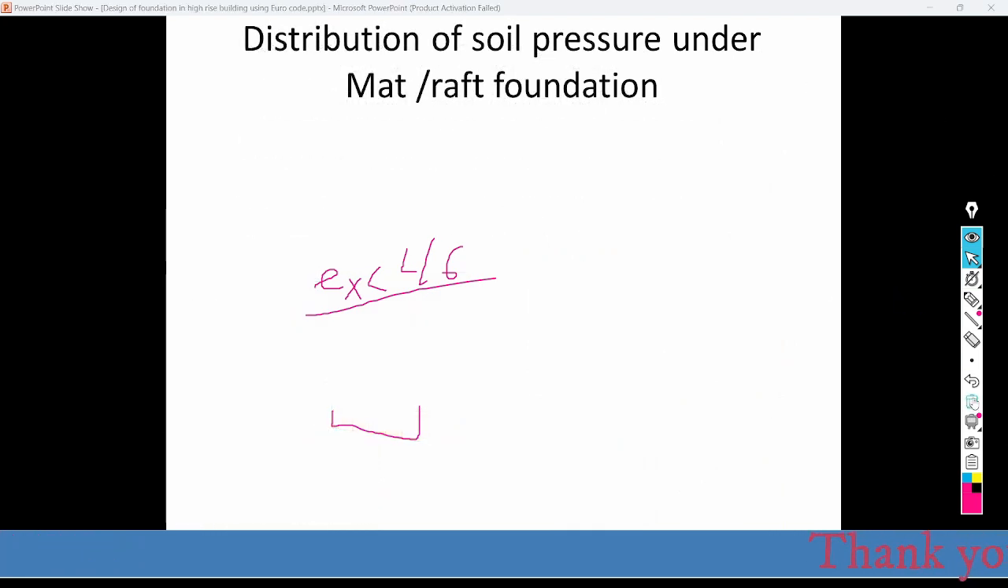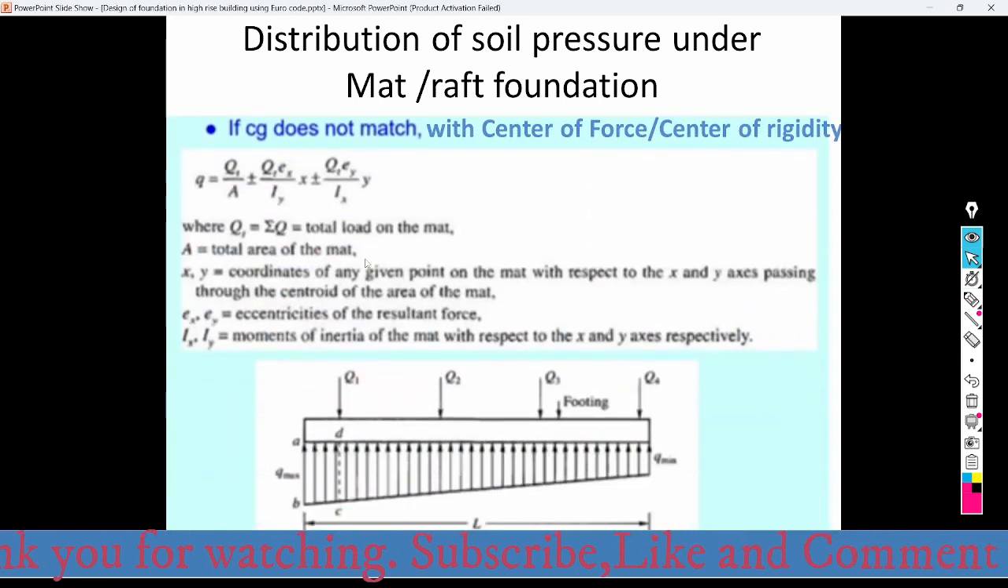So the distribution of soil pressure under mat or raft foundation also looks like this one. Previously I have already explained the distribution of soil pressure under the combined footing, and the concepts are similar here.